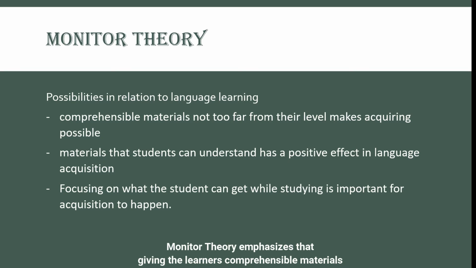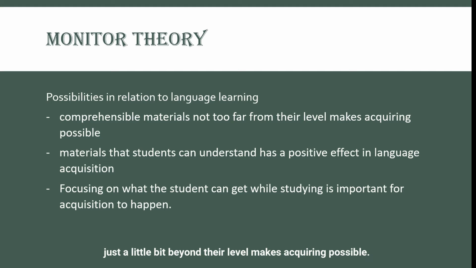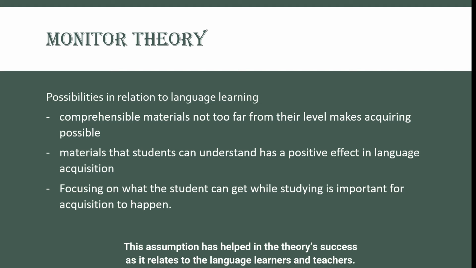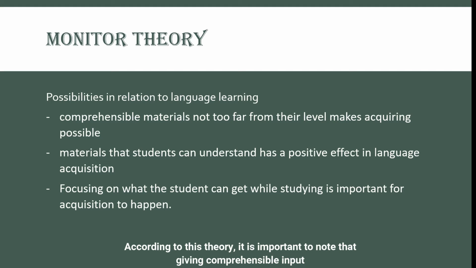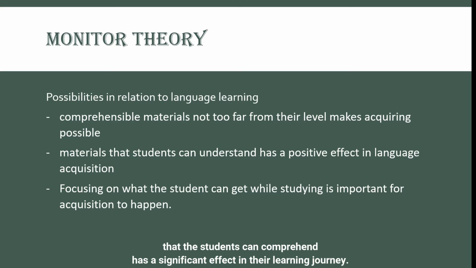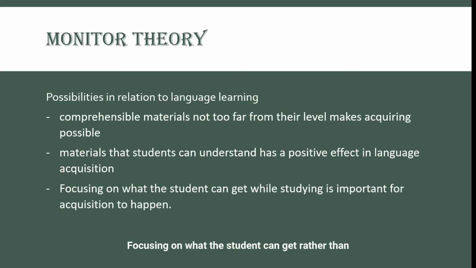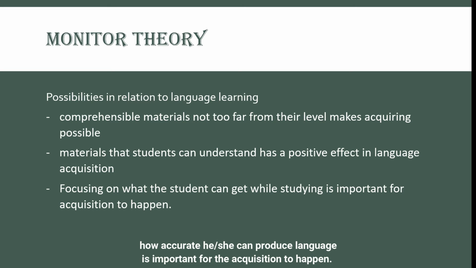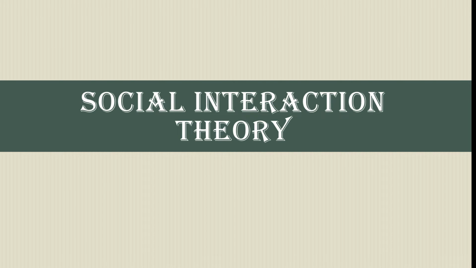Monitor theory emphasizes that giving the learners comprehensible materials just a little bit beyond their level makes acquiring possible. This assumption has helped in the theory's success as it relates to the language learners and teachers. According to this theory, it is important to note that giving comprehensible input that the students can comprehend has a significant effect in their learning journey. Focusing on what the student can get rather than how accurately he or she can produce language is important for the acquisition to happen. Let's now move on to the social interaction theory.